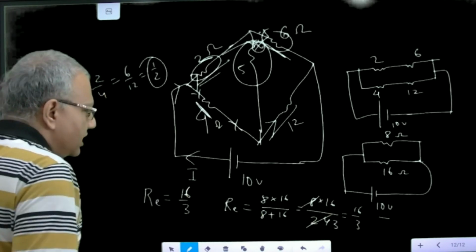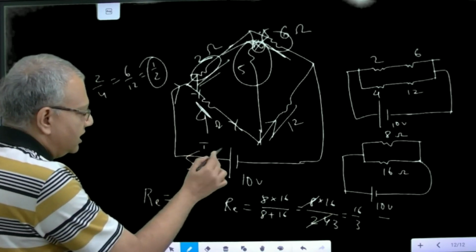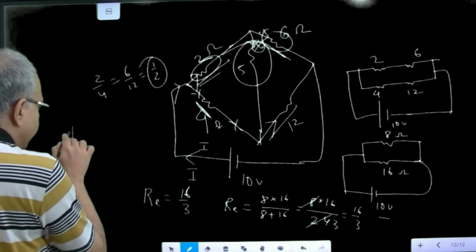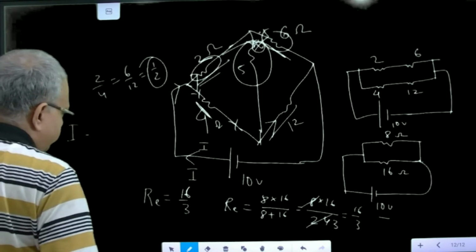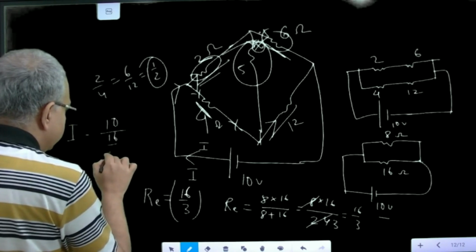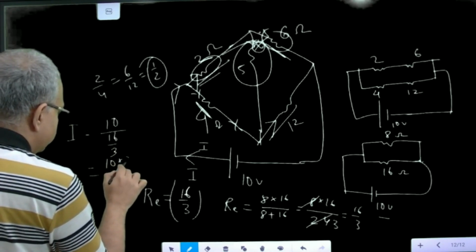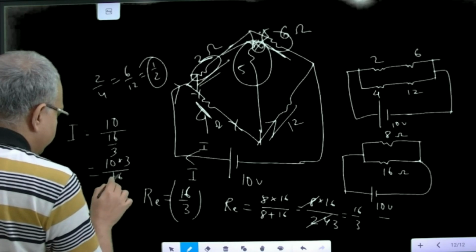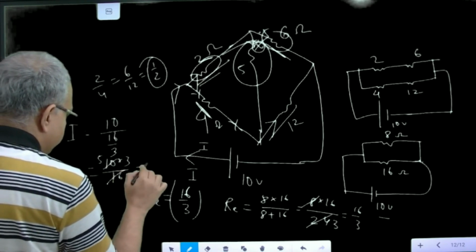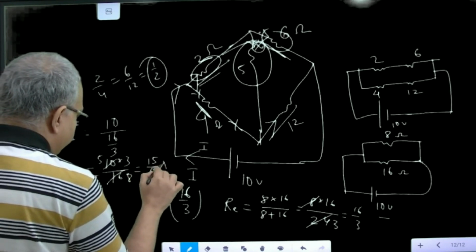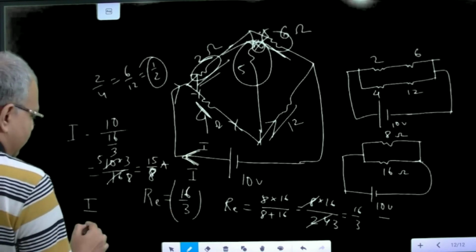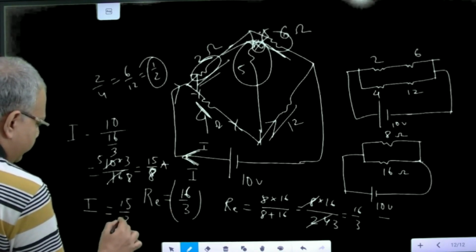Okay. So now finally we want the current here. I want the current here. So the total current we can have this way: total voltage divided by the equivalent resistance 16 by 3. So 10 into 3 divided by 16, cutting by 2, it is going to become 15 by 8 ampere. The net current coming out from the cell, the battery, is 15 by 8 ampere.